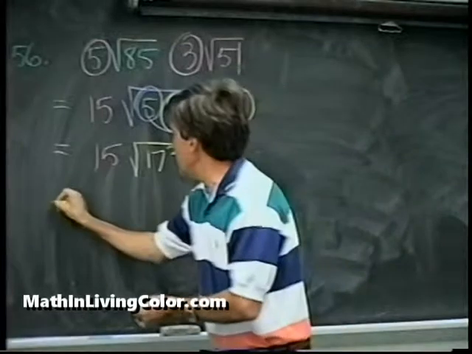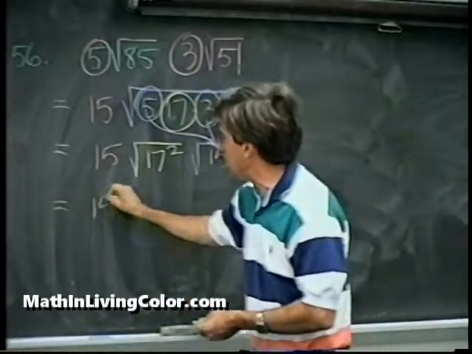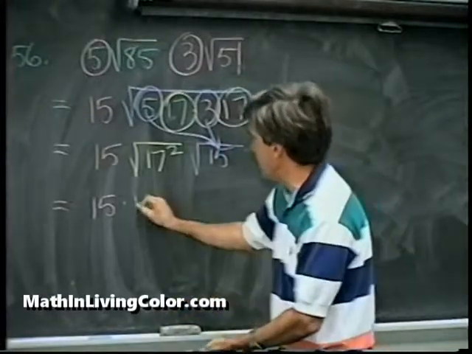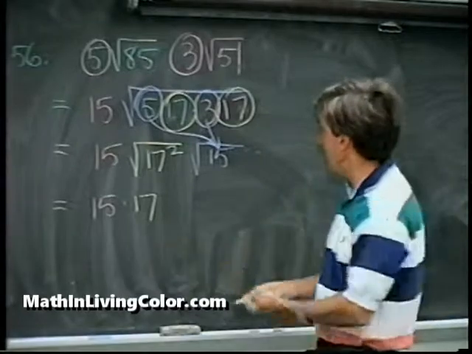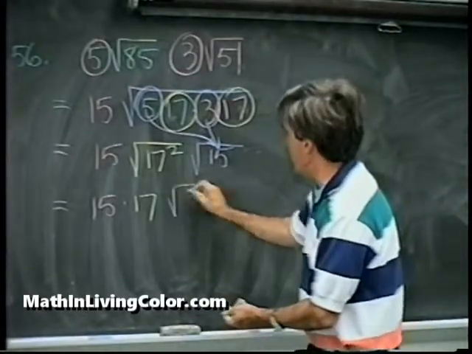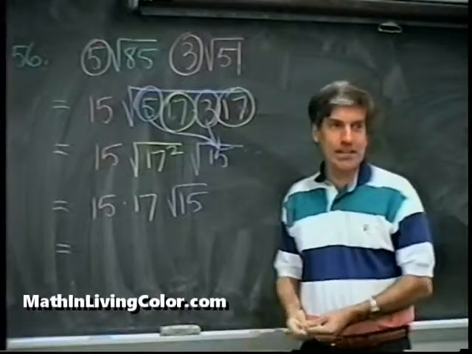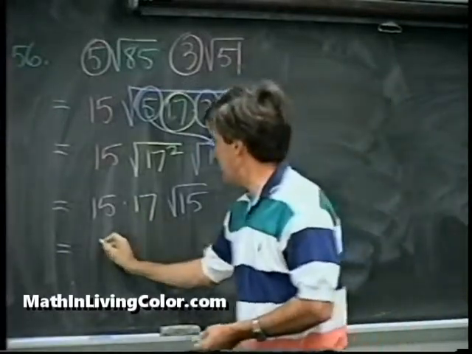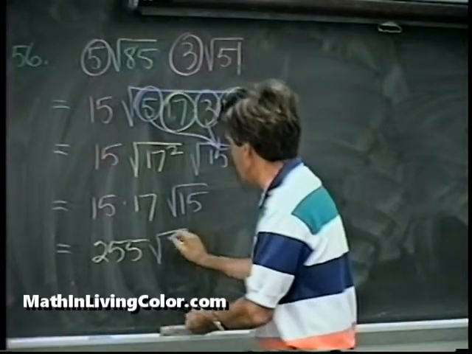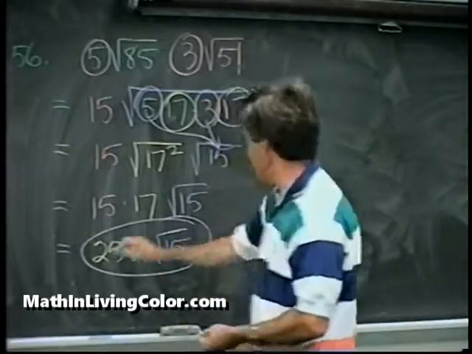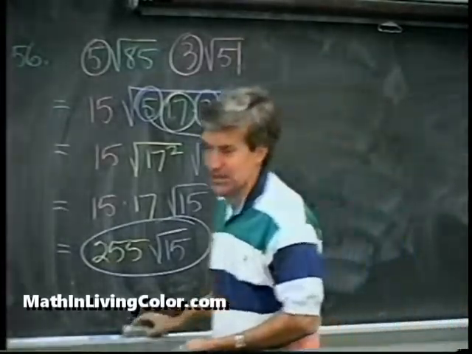Now, final answer then. No, not final answer. The answer I have, next step would be 15 times, what, 17? Square root of 17 squared is 17. And then it'll be the square root of 15. And one last step, with a calculator handy: 255. 255, okay? 255 times the square root of 15. Okay? Any questions on that? Okay, that was number 56.